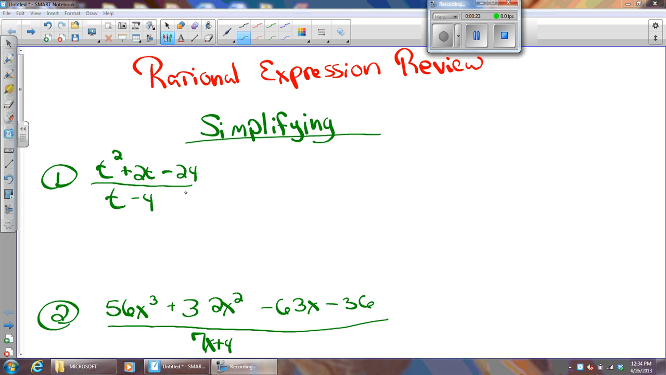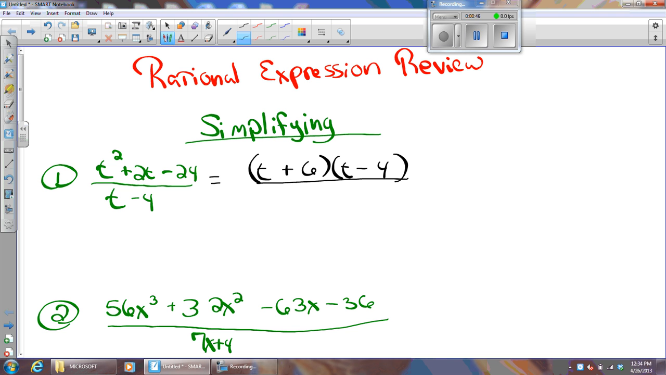And first thing I'm going to do is look to factor, and I see the numerator is going to factor. So I'm going to factor that numerator, t. I need two factors of 24 that subtract to get 2. Sounds like a 6 and a 4 to me. And I want a positive 2, so the 6 has got to be positive and the 4 is negative. And my denominator is t minus 4.